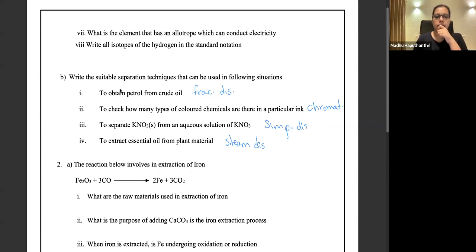Crystallization. You mean for the third one? Yes, crystallization can also be done because potassium nitrate is finally separating out as crystals. That is also involving the removal of the solvent, and then you are concentrating and crystallizing. That's okay.